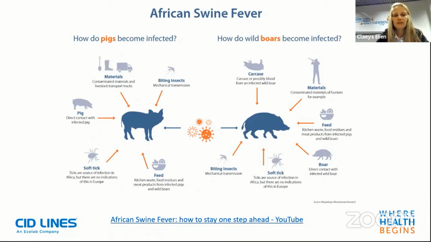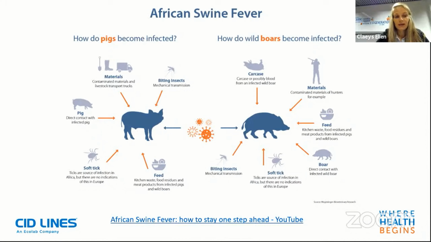So for example, materials are really important. Materials, it's also related to human. So human can be a transmitter of the disease, of the virus, by indirect contact, of course, with their shoes or boots. So entrance hygiene is really important. We really need to take care of this. Also, transport is a huge vector because they come on every farm. They go from farm to farm. So they really need to be cleaned and disinfected in the most optimal way that is possible.